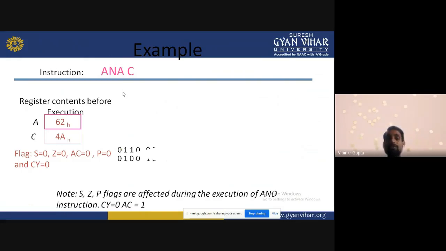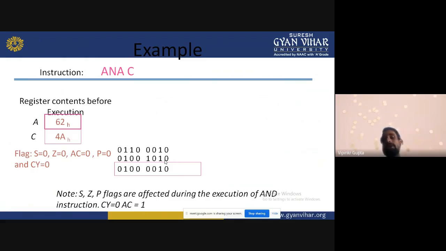So what is the result? 62 we are converting to binary number. 6 equivalent is the 0110, 2 equivalent is the 0010, 4 equivalent is the 0100, and A equivalent is the 1010. So now we are doing the AND operation.